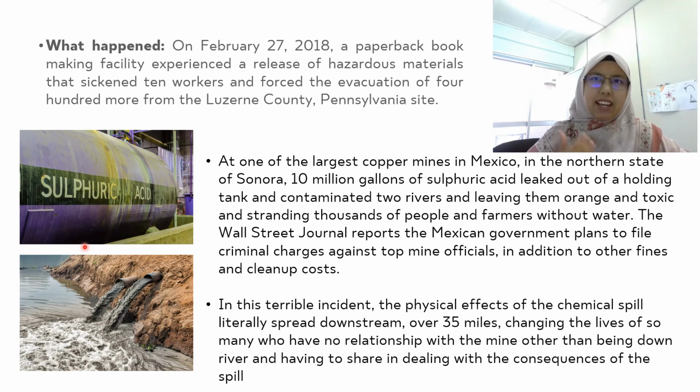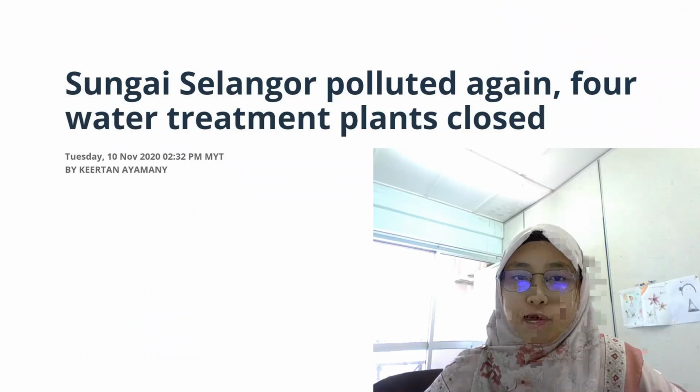That is the side effect of chemical hazards: it not only affects the environment and the health of people, it could also result in fines for the party that caused it. In this accident, the physical effects of the spill literally spread downstream over 35 miles, affecting many who have no relationship with the mine itself.